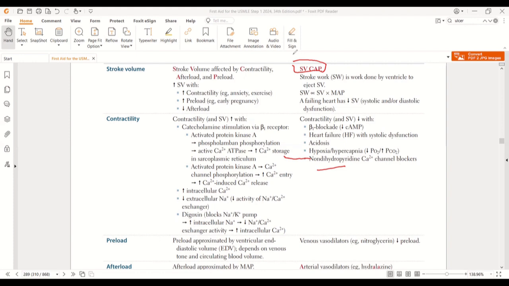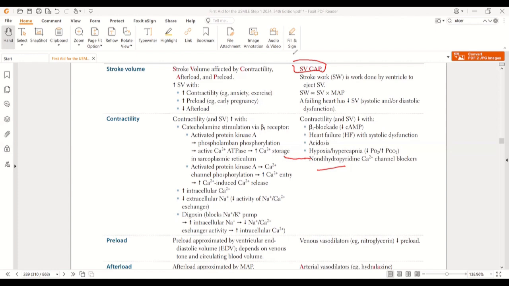So if stroke volume is impaired, for example in dilated cardiomyopathy, there's a problem with contraction, and there's also a problem with stroke volume. I mean, there's a correlation there, but yeah, it can be a confusing concept. I agree with her. You just have to picture that contractility is the ability of the heart to contract. Doc, you are confusing things.